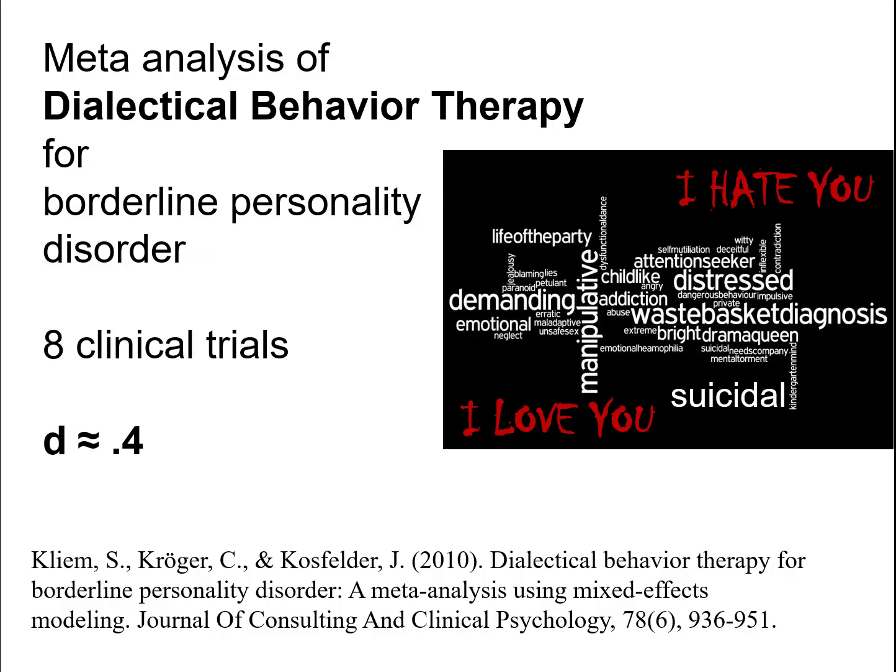So what about a d-statistic of 0.4? Now we're dropping down into the range of a small effect size. So what is something that is relatively difficult to treat that will produce a d-statistic of only 0.4? Well, one example of this is dialectical behavior therapy for borderline personality disorder.